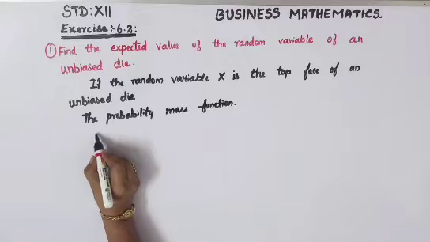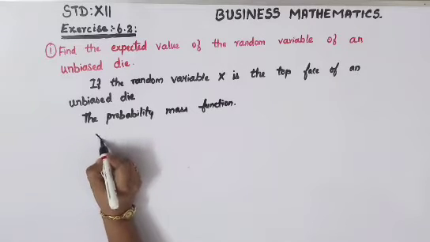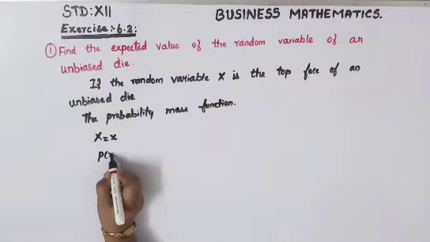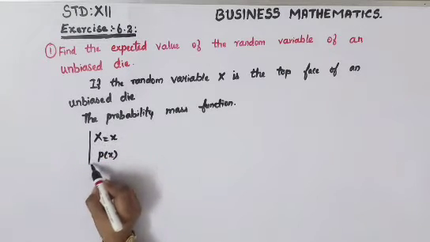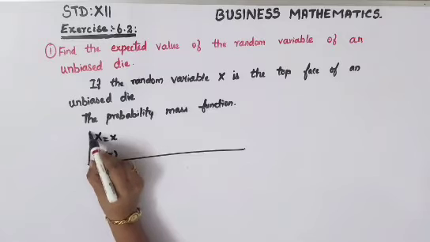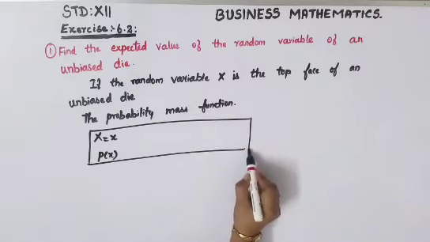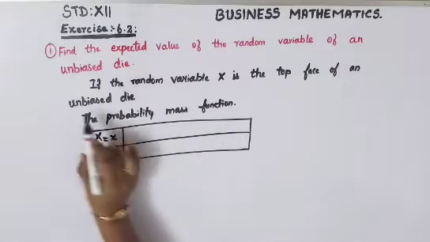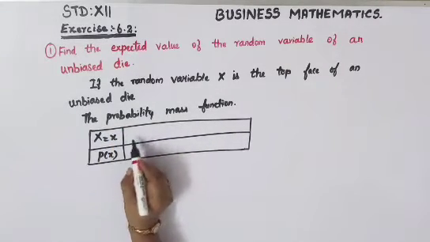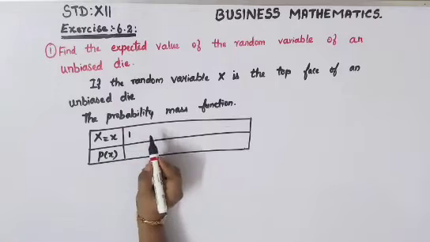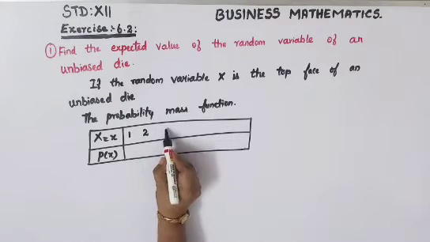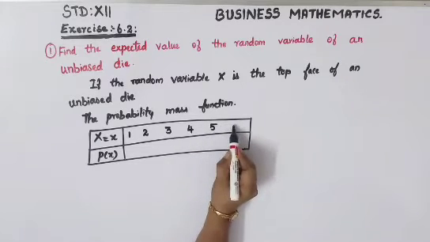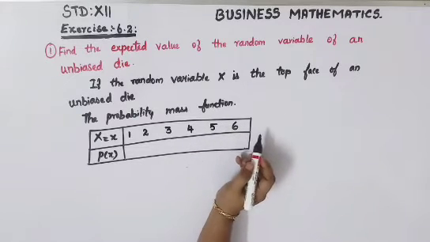you would have written it in the last exercise, that is in your 6.1. P of capital X equal to small x, that is P of x. So this we'll have to find. When you are rolling an unbiased die, you will get the numbers: the face can be 1, 2 will be there, 3, 4, 5, and up to 6 you will have the numbers on your die.